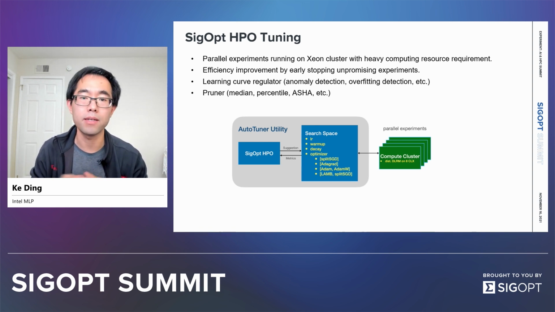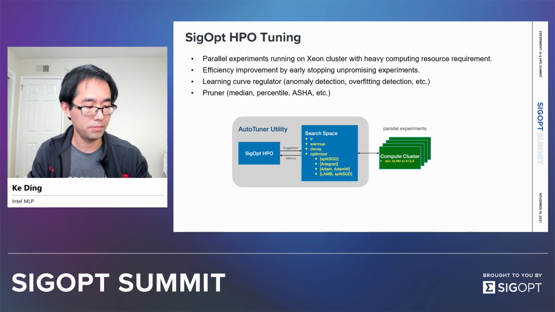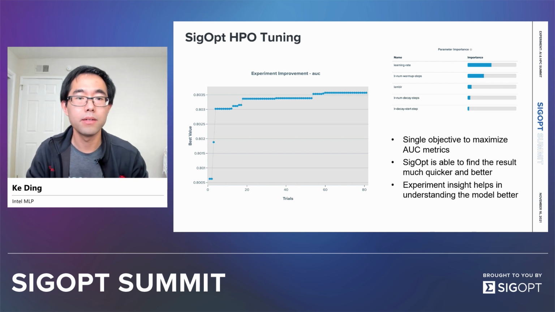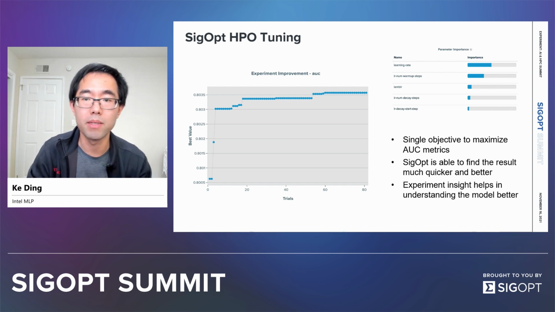for the learning curve, and like overfit detection. Also, I use the pruner to early stop unpromising experiments. Pruners such as median, percentage, and asha are used in my experiment. And SigOpt provides a very nice dashboard for the summary and insights for your tuning experiments.